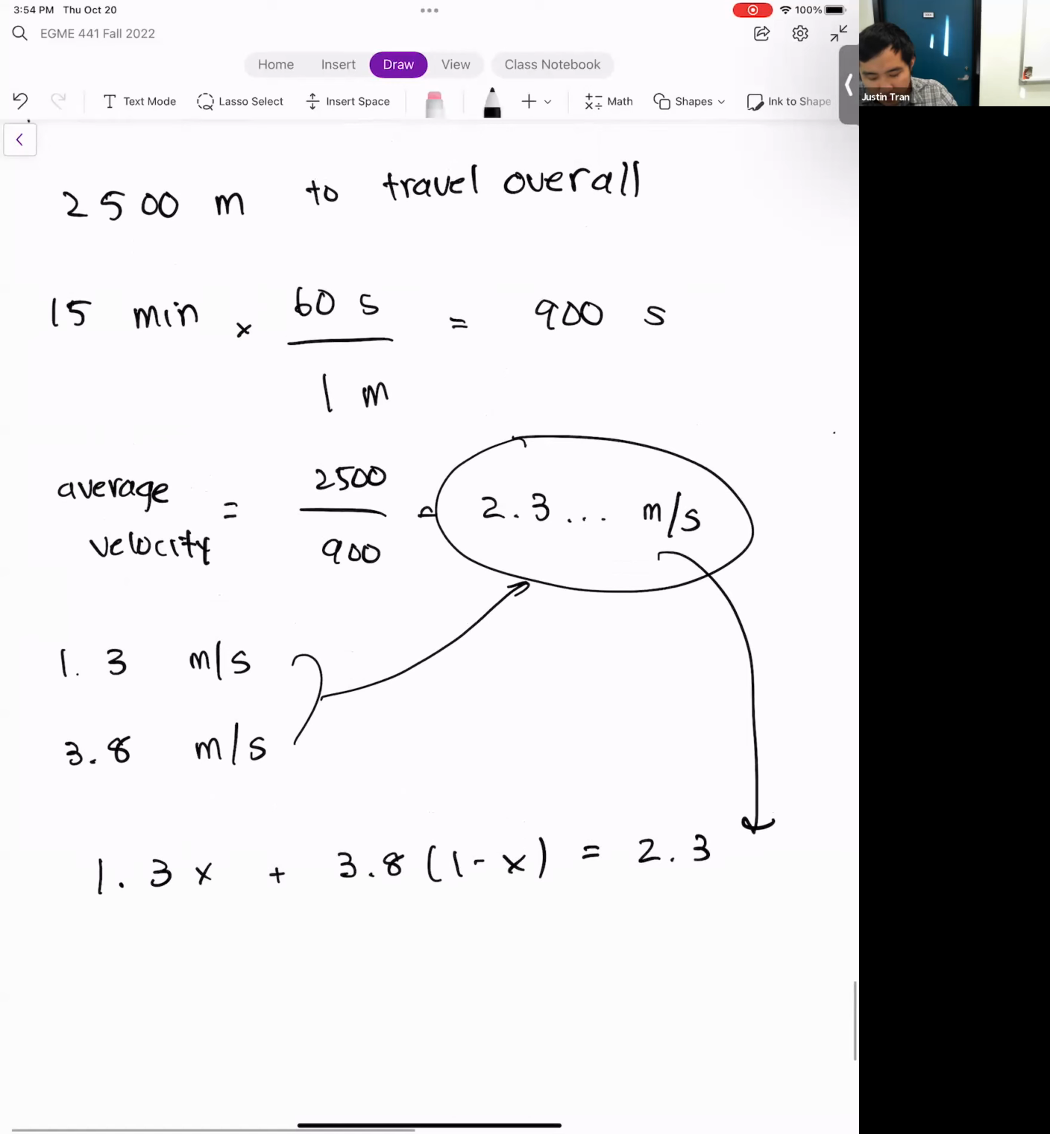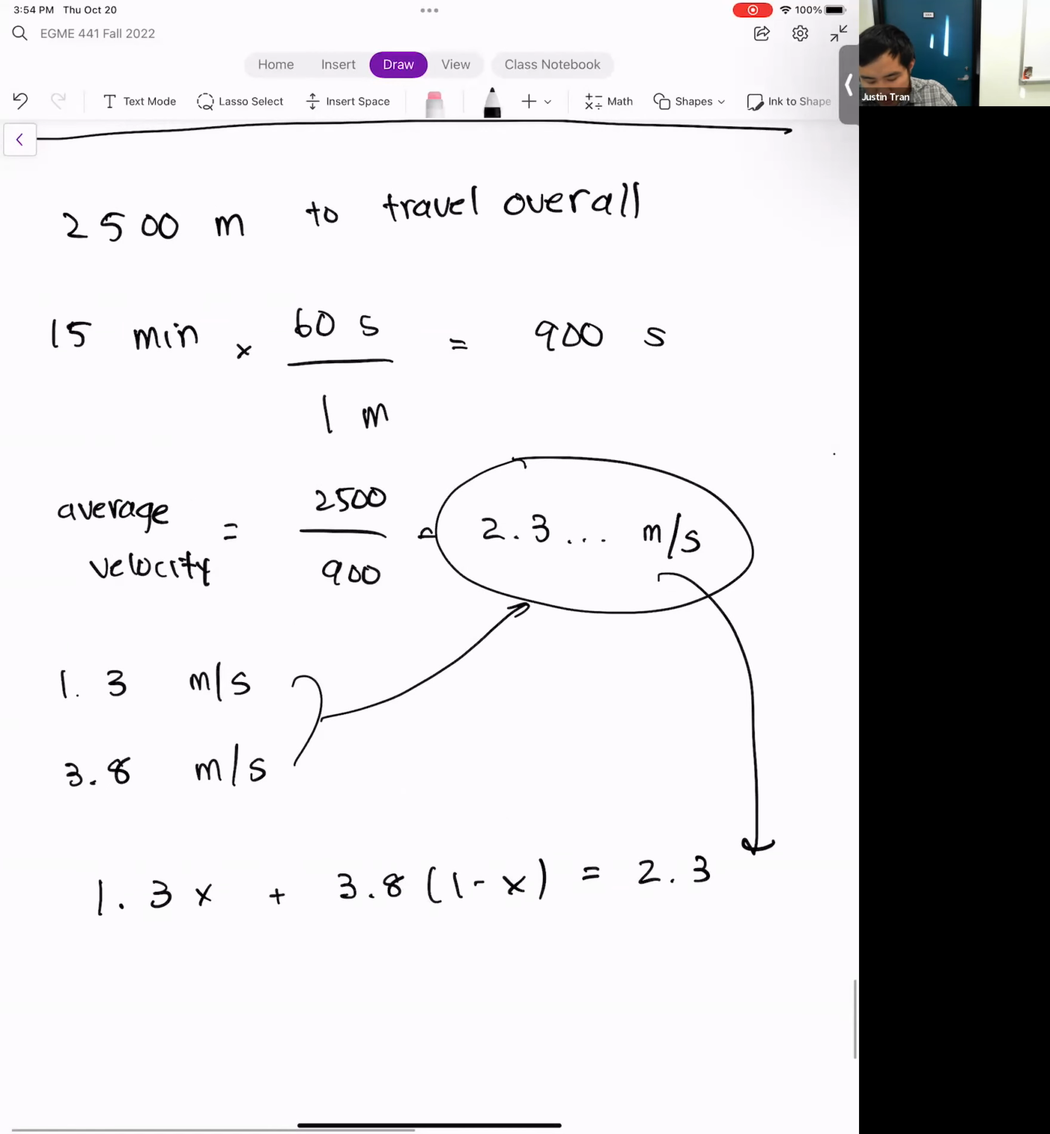So you use x for the walking, and for everything that you're not walking, you're going to be running. That's why you do 1 minus x for the other one, and then you just solve for x. That's going to give you the proportion of time that you spend walking. Gotcha. Cool, thank you.